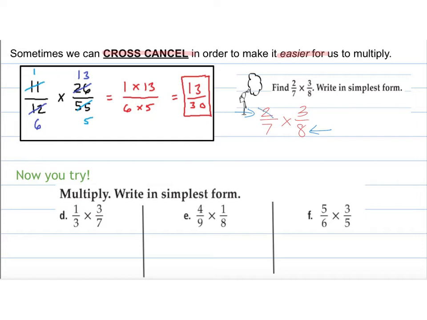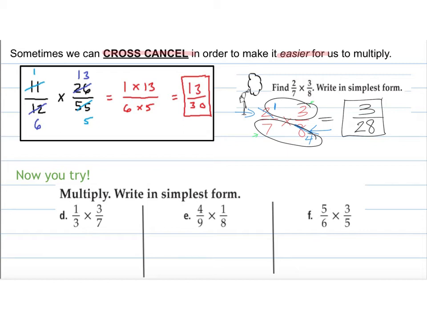So I know that 2 goes into 2 one time. 2 goes into 8 four times. The 3 and the 7 don't share any factors. They're both prime. So now my cross-canceling is done, and I can just multiply straight across. So then I have 1 times 3, which is 3, and 7 times 4, which is 28. So 2/7 of 3/8 is 3/28. Go ahead and try the next three. Just try that canceling ahead of time instead of at the end.